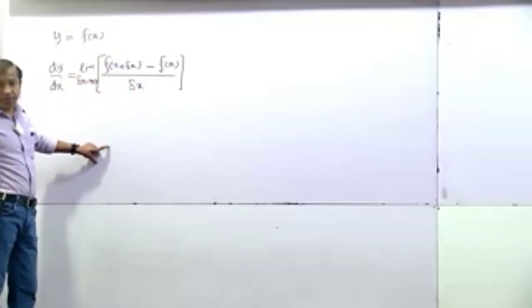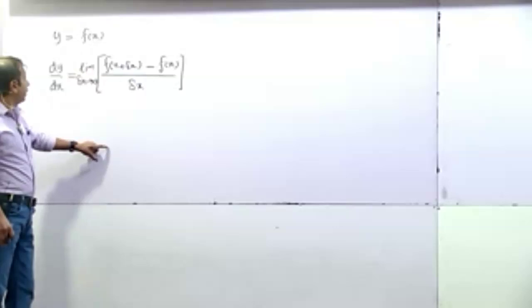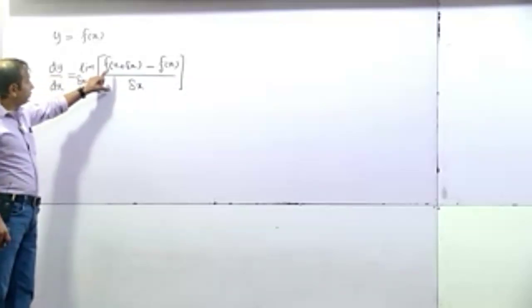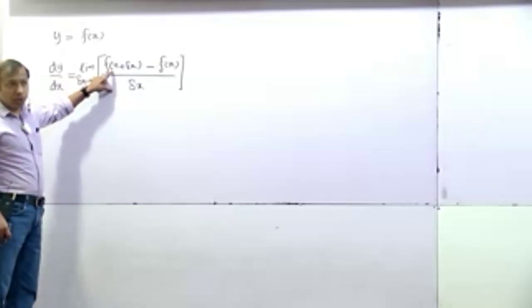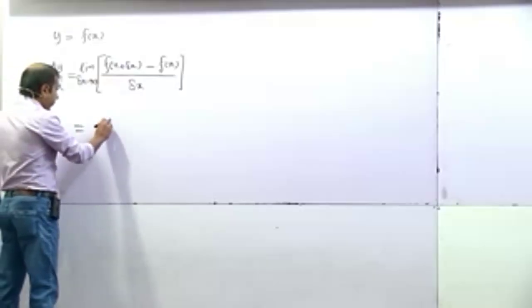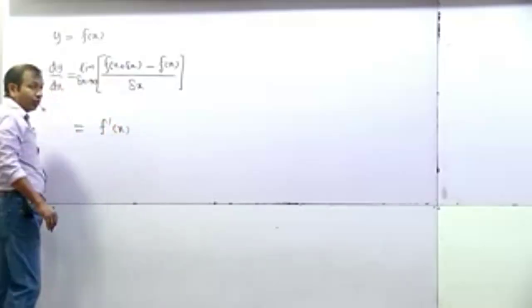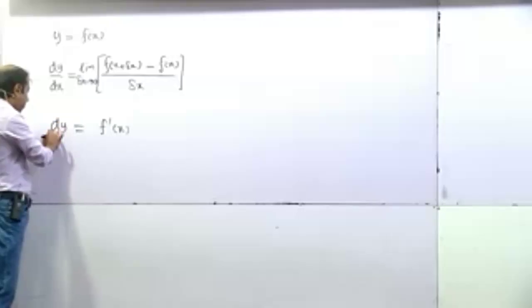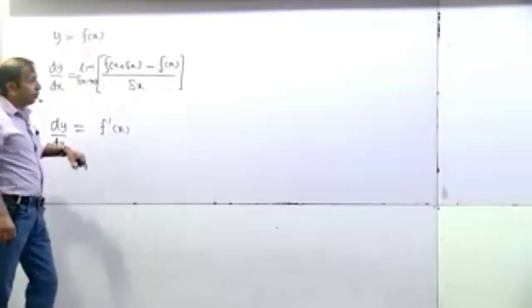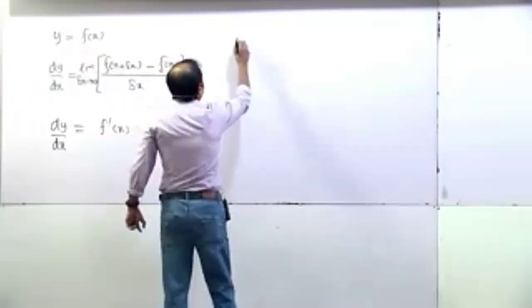That answer is called the derivative of y. It is denoted by dy over dx. And for this, we give another notation. It is called f dash x. Right. So therefore, we get dy by dx is f dash x.